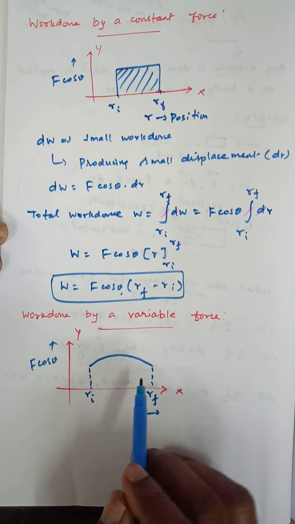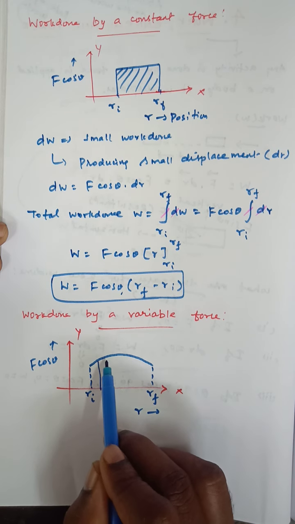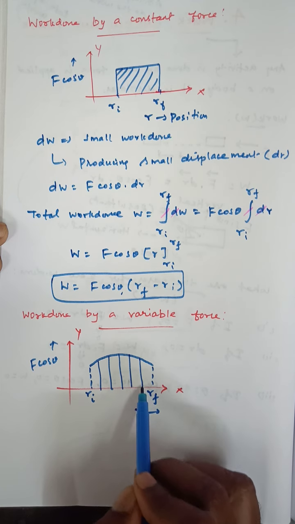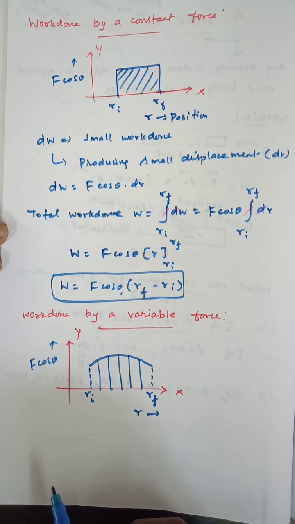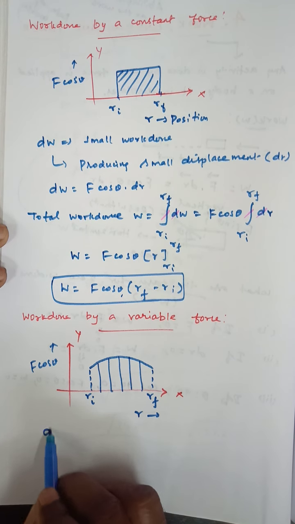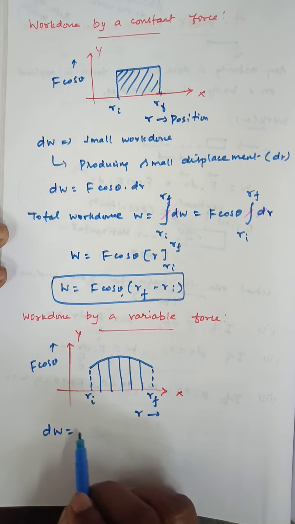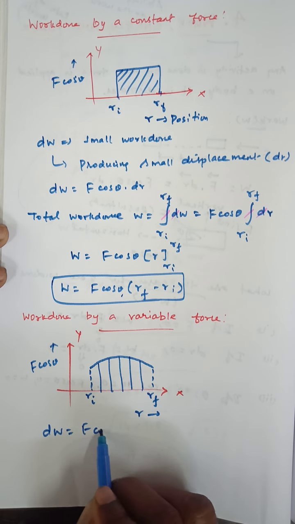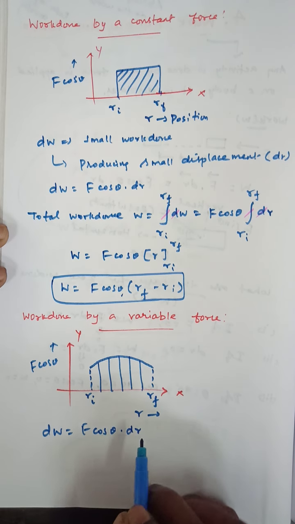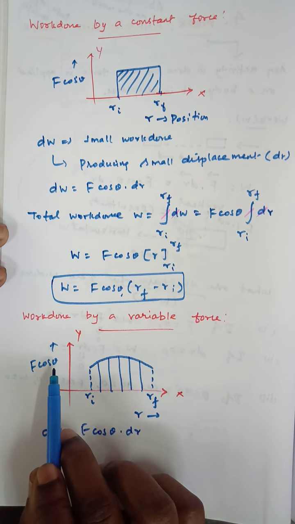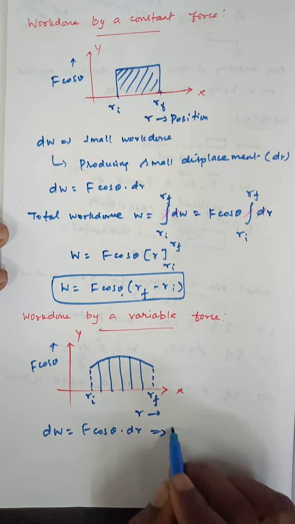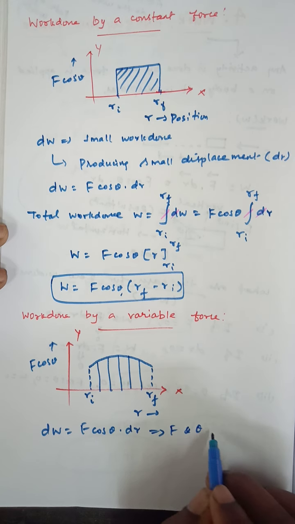In these cases we have to find the total work done by separating it into parts like this, so that we can find the integral form easily. The formula for the small work done for this first part is dW equal to F into dr, so F cos theta into dr. Here F is variable and the angle theta is also variable, so in these cases both F and theta are variables.